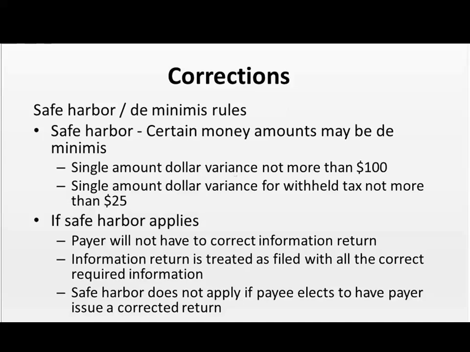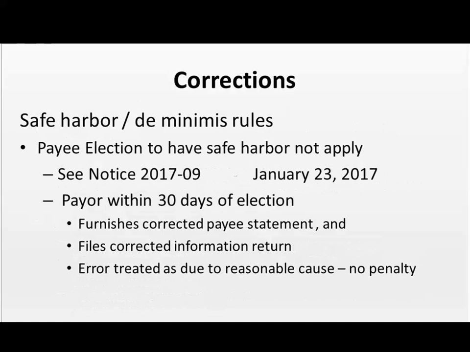If it applies, the payer will not have to correct the information return, and the information return is treated as filed with all the correct required information. If, however, the payee elects to have the payer issue a corrected return, the safe harbor does not apply, and the payer must, within 30 days of the payee election, furnish a corrected payee statement and file a corrected information return. In that situation, the error is treated as due to reasonable cause, and there is no penalty. So even if the payee elects to have that correction made, you're not going to get penalized for that.